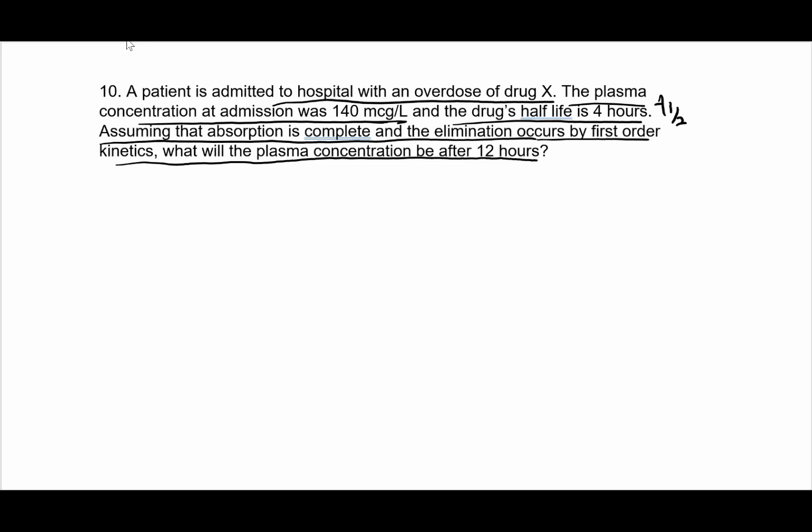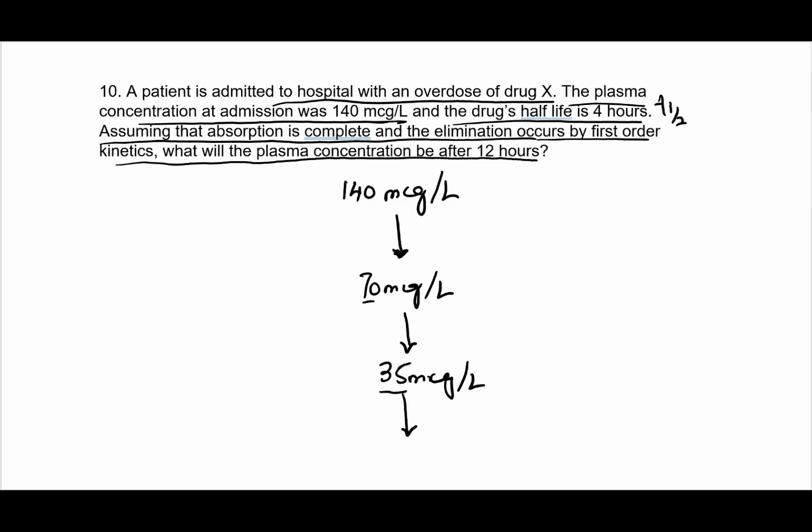When the patient came in, the starting concentration was 140 mcg per liter. Because it's first order kinetics, and assuming that absorption is complete, after the first half-life, 140 mcg will be reduced to half, so that will be 70 mcg per liter left. After the second half-life, this 70 will be reduced to half, so that will be 35 mcg per liter. And after the third half-life, this 35 will be reduced to half, 17.5 mcg.